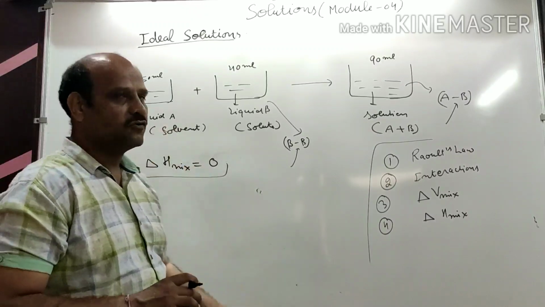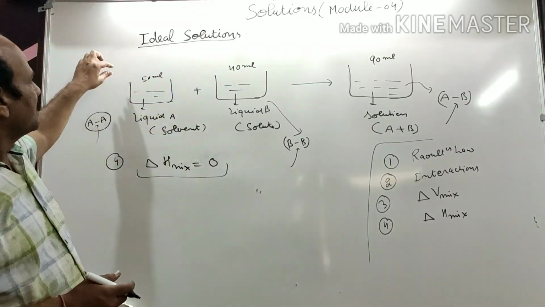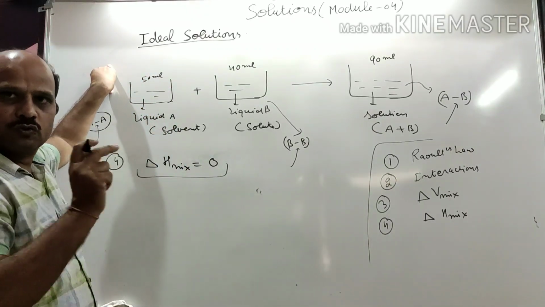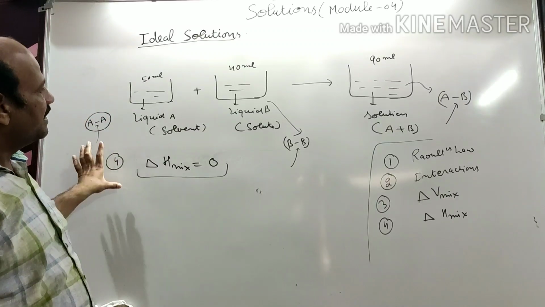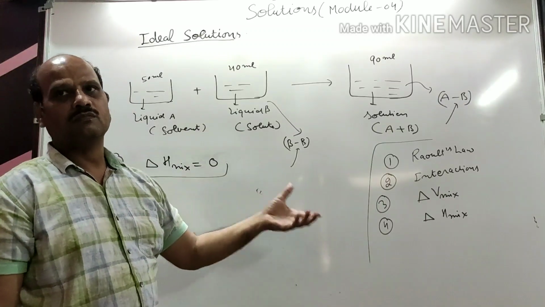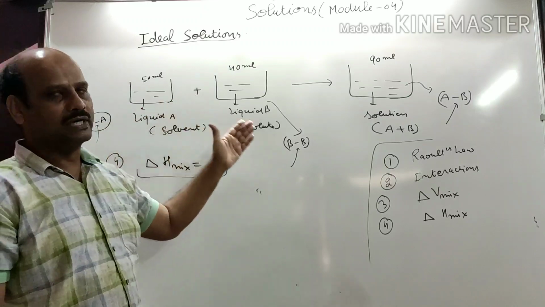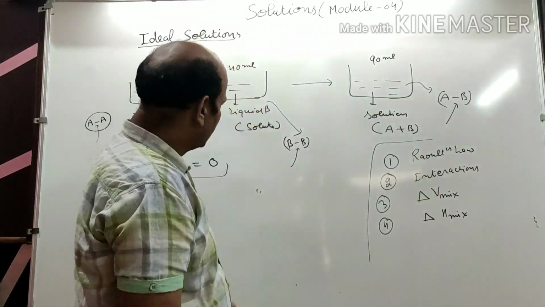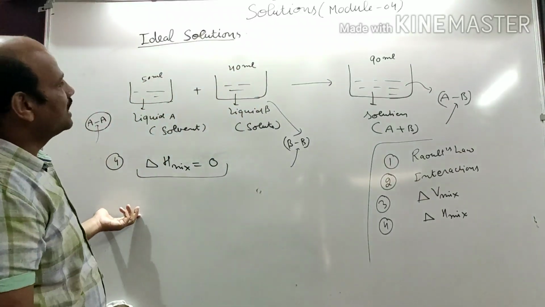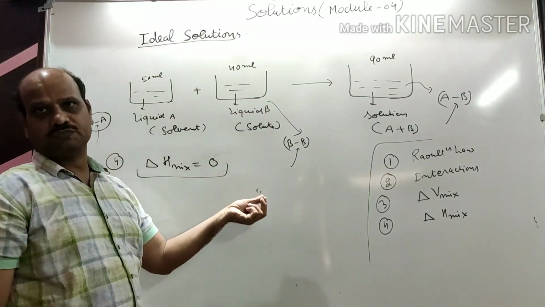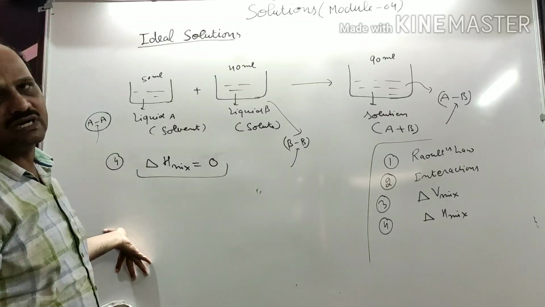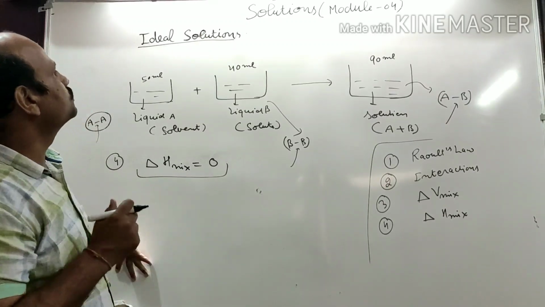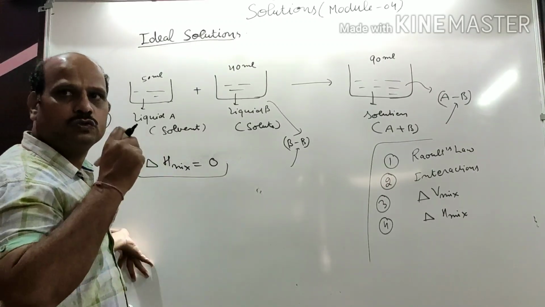I repeat, students. First condition for an ideal solution: Raoult's law should be obeyed. Second condition: interactions should be the same, solvent-solvent interaction, solute-solute interaction, and solute-solvent interaction. Third condition: delta V mixing should be 0. Fourth condition: delta H mixing also should be 0. Such solutions are called ideal solutions.